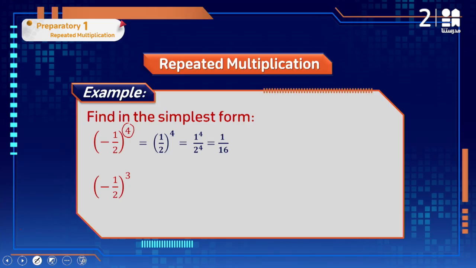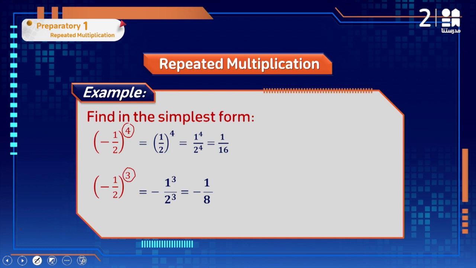Negative 1 over 2 to the power of 3. Let me circle. The exponent here is 3, and 3 is an odd number. So will we cancel the negative or keep it? Of course, we will keep it for the odd power. Okay, so it is negative 1 to the power of 3 and 2 to the power of 3. I kept the negative as it is for the odd exponent. So it is negative 1 over 8, because 2 times 2 times 2 is 8.